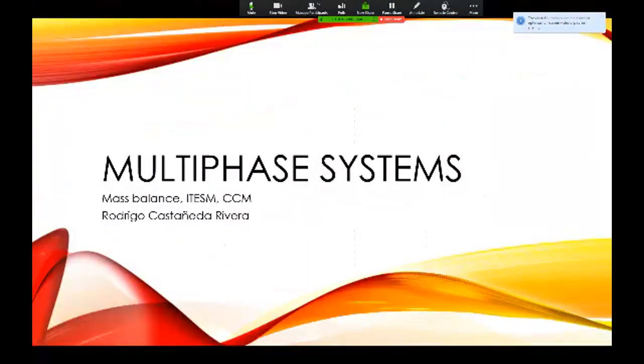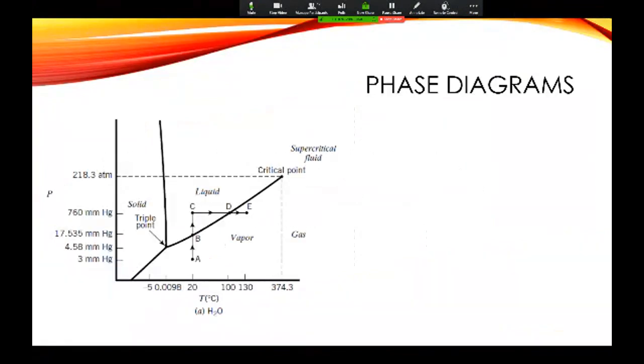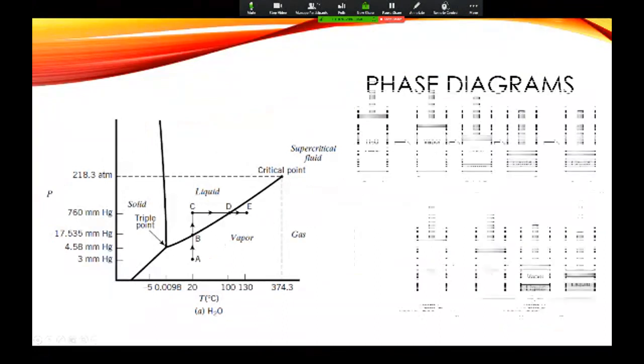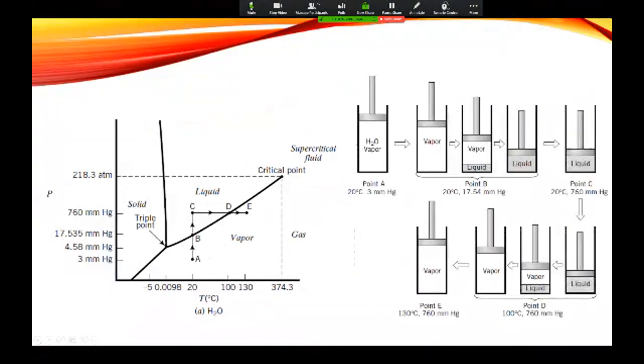Okay, so multi-phase systems means that we have more than one phase: solid, liquid, gas, whatever. That kind of thing, right? We saw what a phase diagram is and how this works.